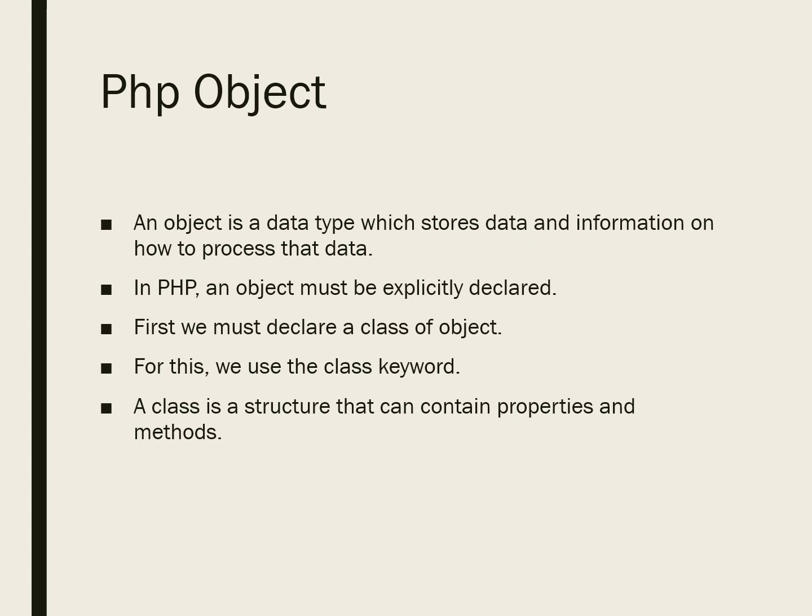In PHP, an object must be explicitly declared. We have to simply declare that object. It has some meaningful reason or understanding. First, we must declare a class of object. For this, we use the class keyword. Keyword is necessary for that object.